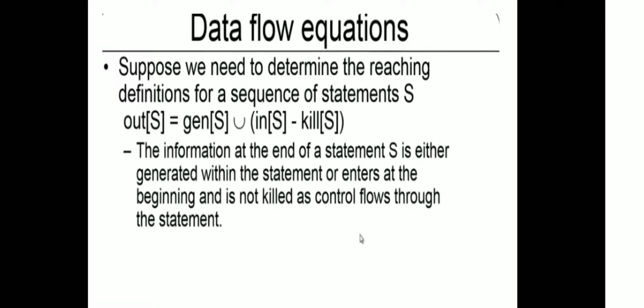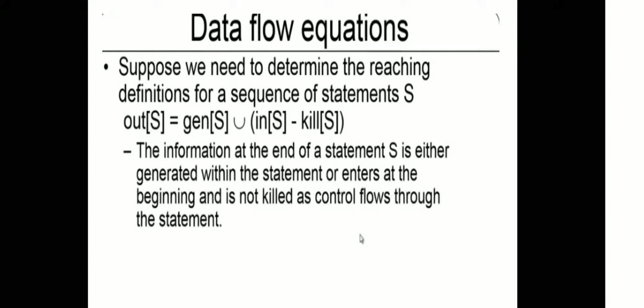The statement is: out of S equals gen of S union in of S minus kill of S. Here, out of S means the definitions that go out from the particular statement. Gen of S means what that particular basic block or statement additionally generates. In means the input definitions given to the particular statement, and kill means the redefinition in that statement, that is what we call kill of S. So this is a data flow equation.